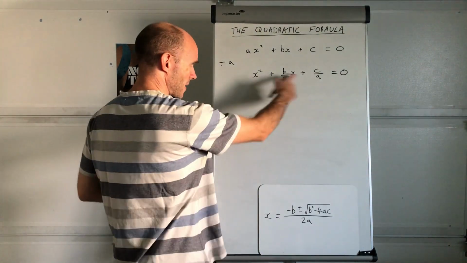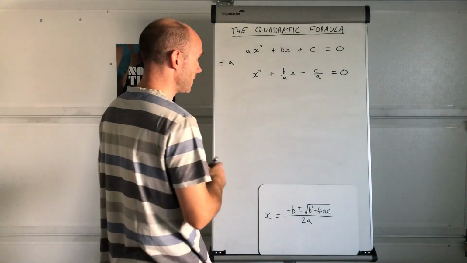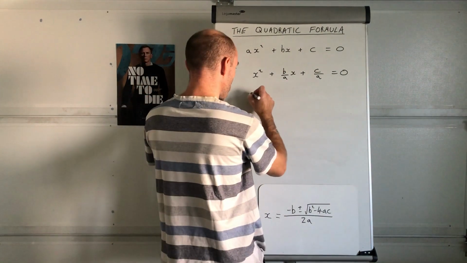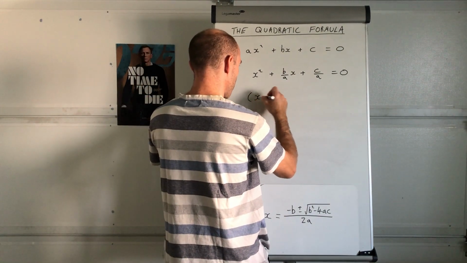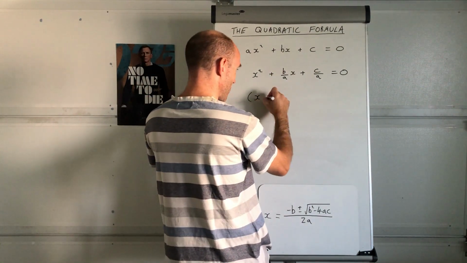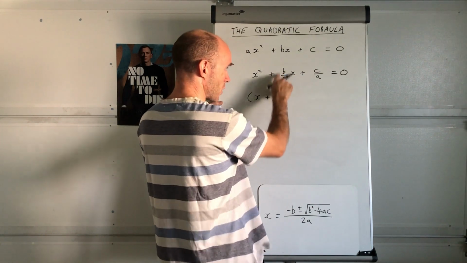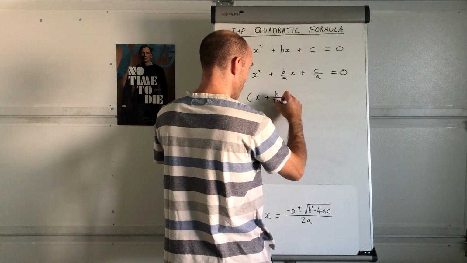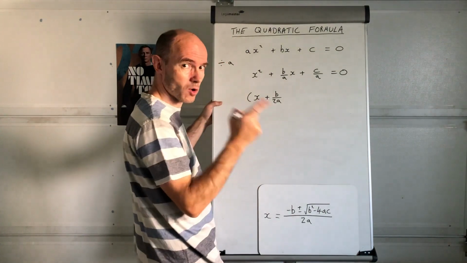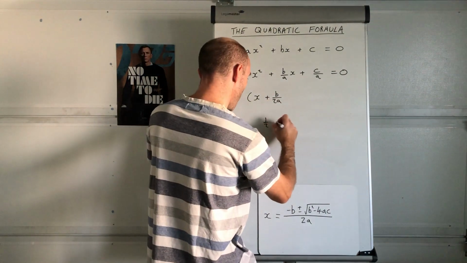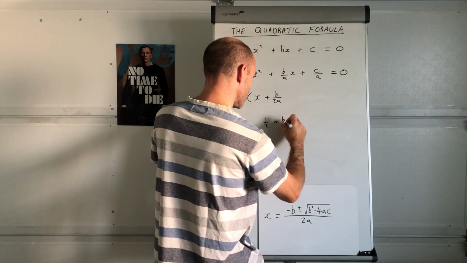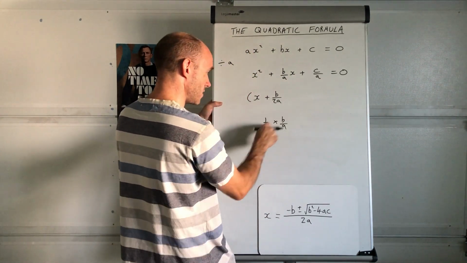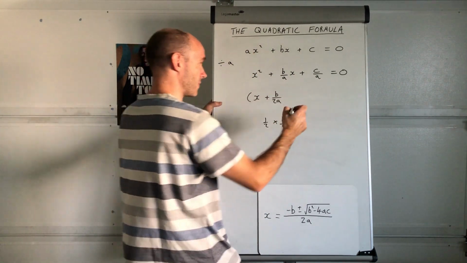Now what I'm going to do is complete the square on that. So remember the method. We're going to have something in brackets, x, and the symbol there is the same, plus, and then we want to half the coefficient of x, so half of b over a is b over 2a. Remember, half of b over a is 1 times b, 2 times a, hence b over 2a.